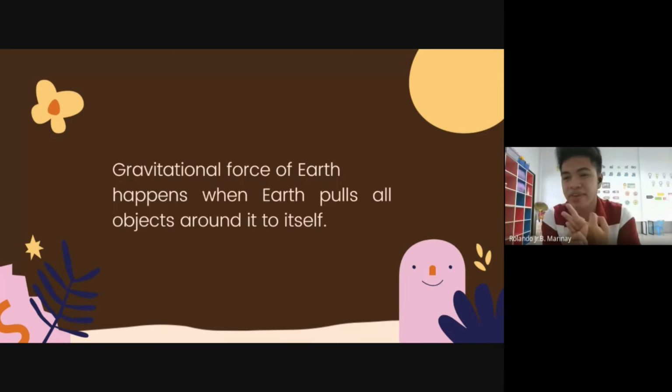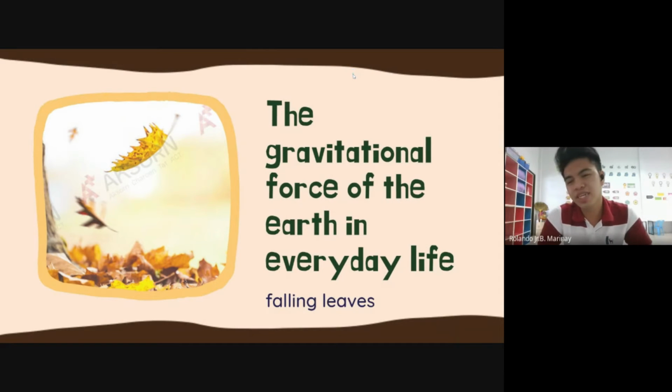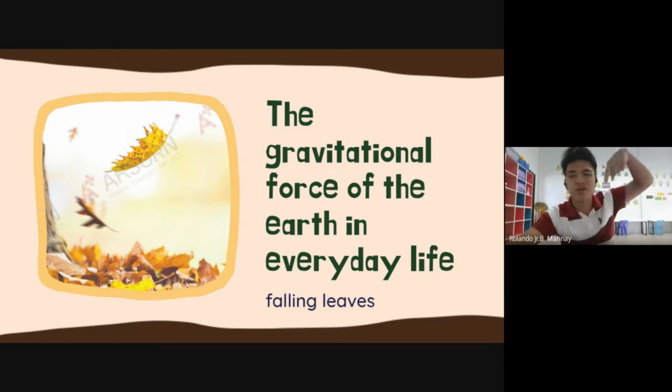So the next one is the gravitational force. The gravitational force of Earth happens when Earth pulls all objects around to itself, especially the objects that are smaller than it, like the moon. That's why it pulls them to its center. That is called the gravitational force. An example of the gravitational force in our daily lives is falling leaves. When the leaves fall, they automatically go down, right? They go down because they go to the center of the earth.